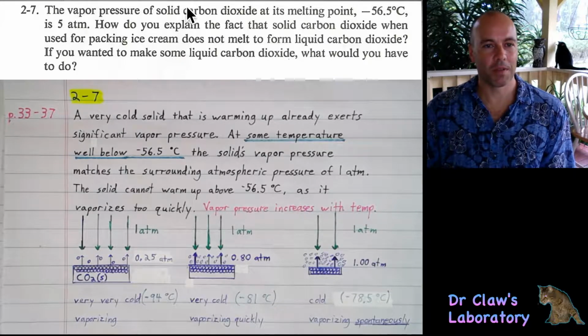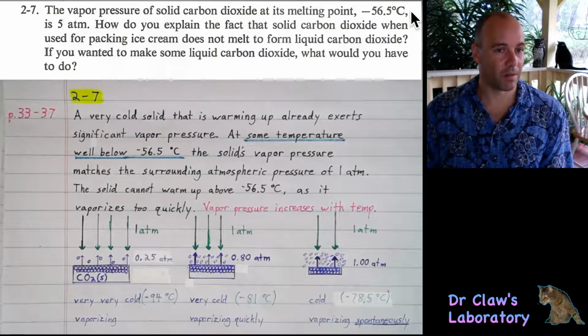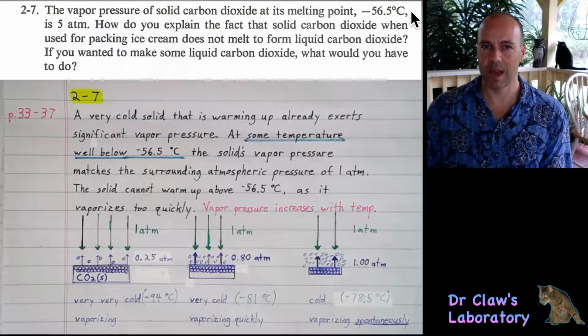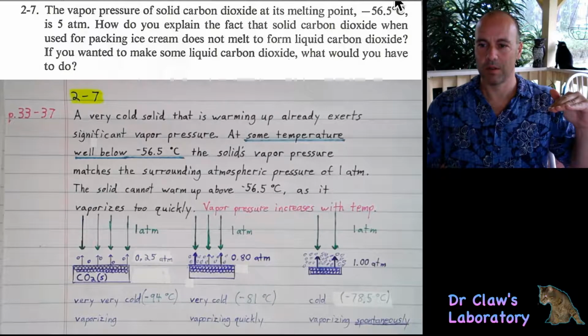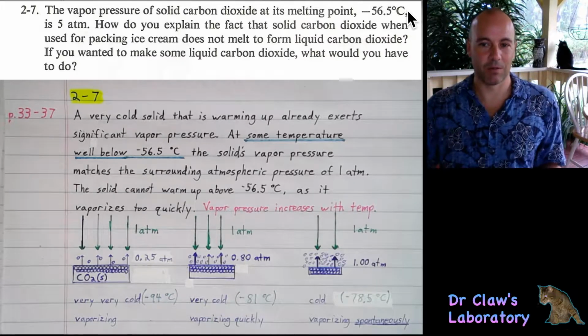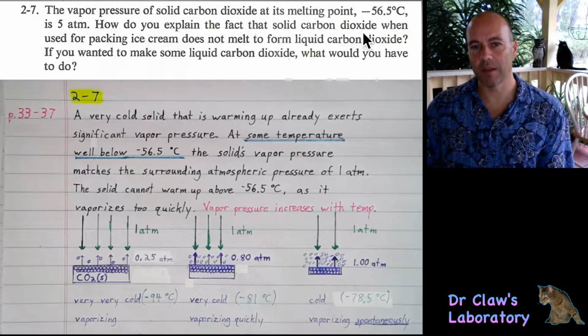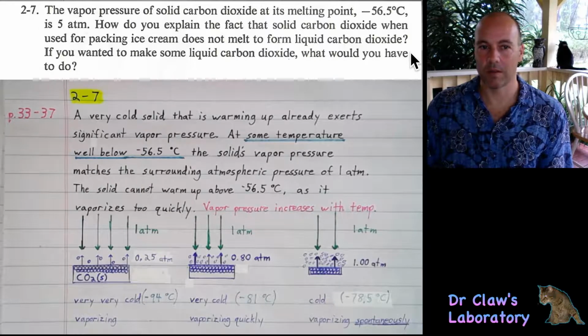The vapor pressure of solid carbon dioxide at its melting temperature, negative 56.5 degrees, is 5 atmospheres. That's pretty high. The atmospheric pressure is, of course, 1 atmosphere, but at this temperature carbon dioxide exerts a vapor pressure of 5 atmospheres, so really high. How do you explain the fact that solid carbon dioxide, when used for packing ice cream, doesn't melt to form liquid carbon dioxide? If you wanted to make some liquid carbon dioxide, what would you have to do?